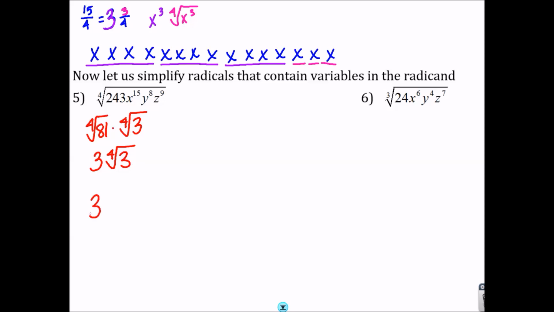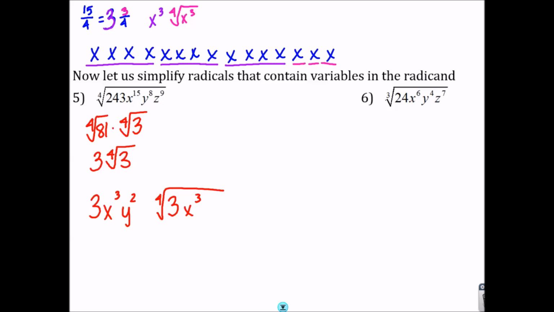So from the 4th root of 243, we have a 3 that's outside the radical. From the 4th root of x to the 15th, we have an x cubed outside the radical. Then we just said the 4th root of y to the 8th is y squared. Then inside the radical, we had a 3, and we had an x cubed. We had no y's inside the radical because there were no leftovers when we did 8 divided by 4.